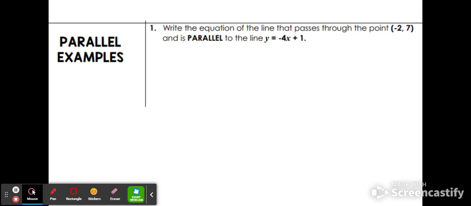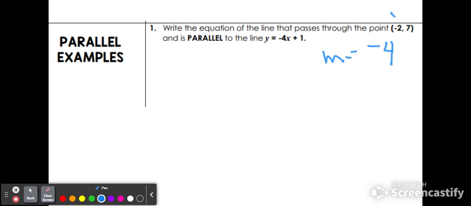Hey guys, so I'm going to try and do a quick video for you about how to create an equation that is parallel to a different equation with a given point. So it's pretty straightforward. We're going to start by noticing what is the slope. In this case, we can see that the slope is -4, and we know that when equations are parallel, they have the exact same slope. So we're going to use that.